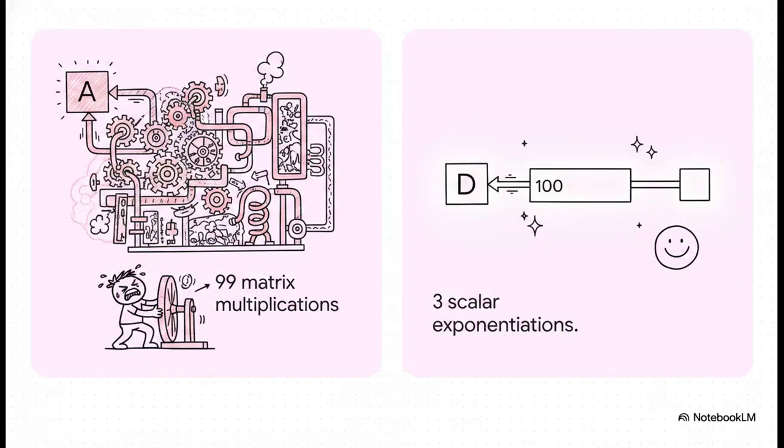So why should you care? Well, imagine you need to apply some transformation, represented by matrix A, 100 times. Look at the left side. The hard way? That means multiplying that matrix by itself 99 times. That is a total computational nightmare. But now look at the right. If we can diagonalize that matrix into a new one, D, the problem becomes, well, almost laughably simple. You just take the three numbers on the diagonal and raise each one to the power of 100. That's it. We just turned thousands of operations into 3.